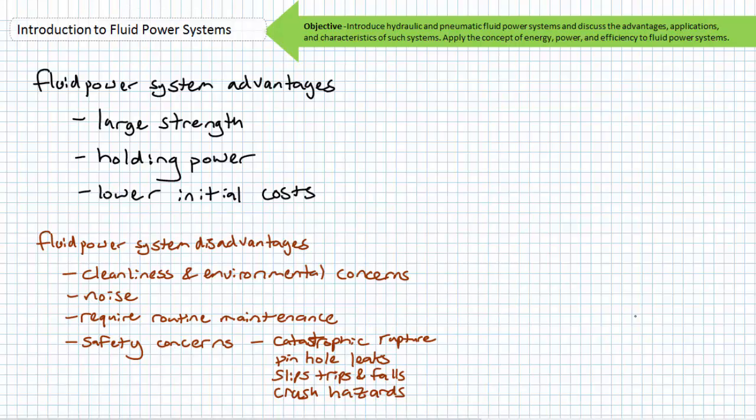The progressive decay of oil exposed to excess heat is a classic example. Additionally, fluid power systems come with unique safety concerns, principally the ever-present possibility of catastrophic ruptures and pinhole leaks associated with high pressures, the slip, trip, and fall hazards presented by spilled hydraulic oil, and the very real possibility of having valuable portions of your anatomy crushed to a pulpy goo between an irresistibly moving hydraulic actuator and an immovable object.